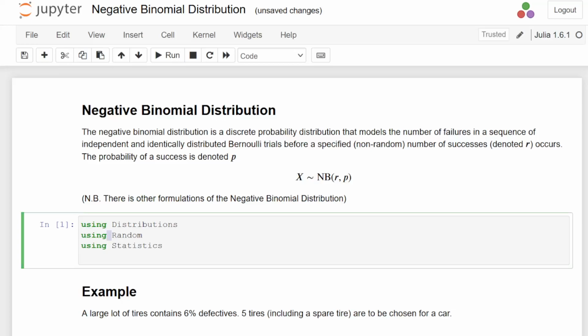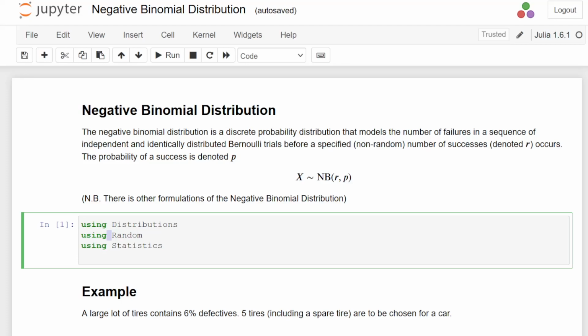Okay, in this presentation we are going to look at probability distributions with Julia. In this particular presentation we are looking at the negative binomial distribution. This is a discrete probability distribution that models the number of failures in a sequence of independent and identically distributed Bernoulli trials before a specified non-random number of successes, which we're going to denote as R, occurs. Probability of success is denoted P.